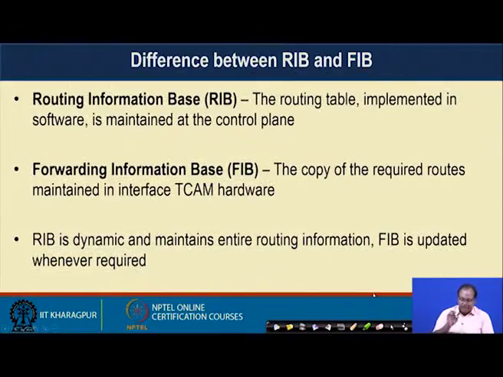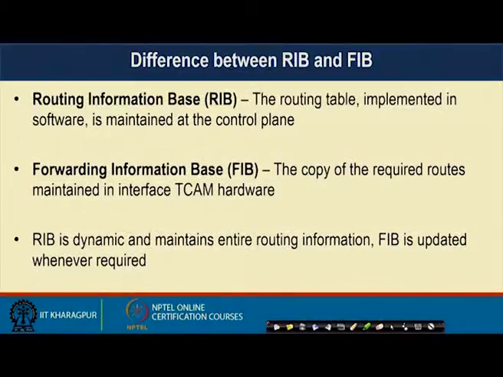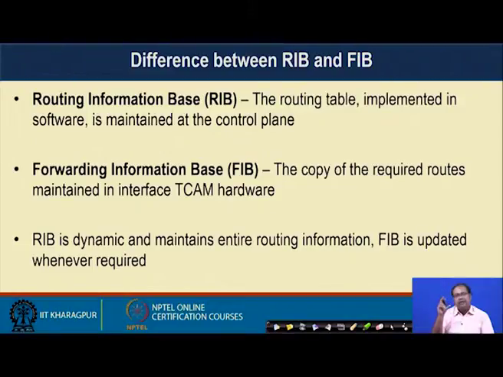So, the difference between RIB and FIB is that the routing information base is the original software routing table, which is implemented in software and maintained at the control plane, and the forwarding information base is the copy of the required routes maintained at the interface in the TCAM hardware. Now, this RIB is dynamic and maintains the entire routing information, whereas the FIB is updated whenever required.